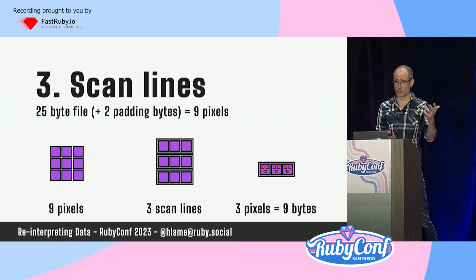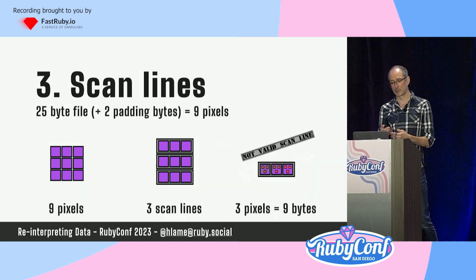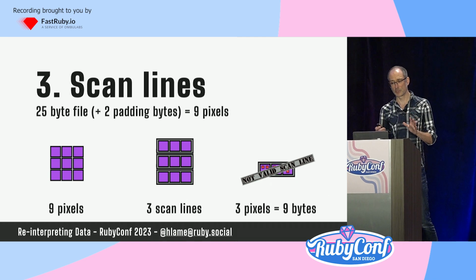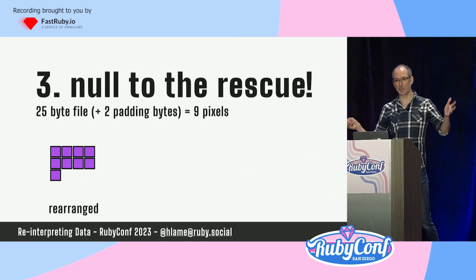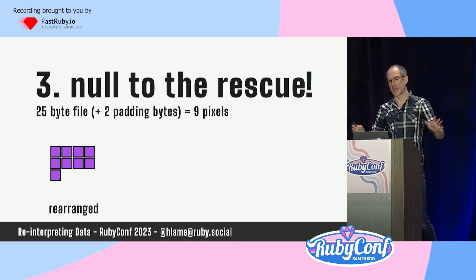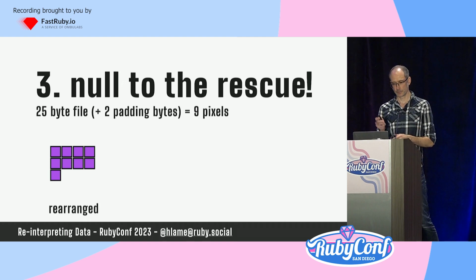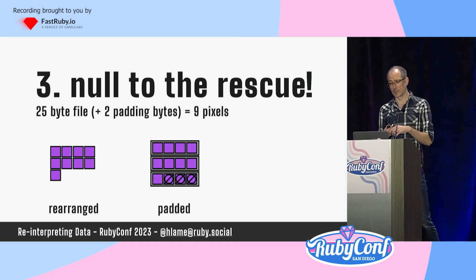But if we go back to our 25-byte file, that's 9 pixels, a 3 by 3 square, which is 9 bytes per scan line, which is not a multiple of 4. So happily, it is also null to the rescue again. We could rearrange the pixel data to make scan lines that are 4 bytes long, and then we pad the end of that file with null bytes, and this will work, valid scan lines.